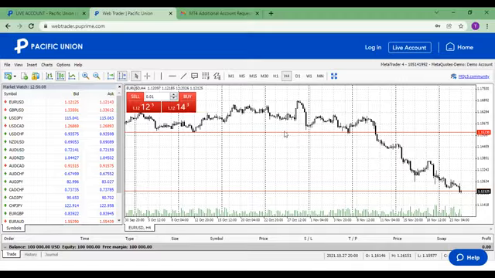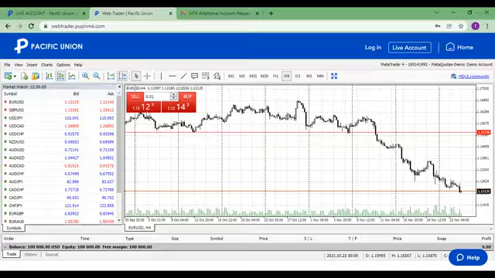All right. So here I have a live chart. This is actually Pacific Union's web trader. So if you like it, you could go to www.pacificunion.com, or you could ask your account managers. They'll tell you how you could access the web trader. The web trader is actually good. You could use it for your MT4 or your MT5 as well. So basically, it's the same way as using the MT4 that you have downloaded.